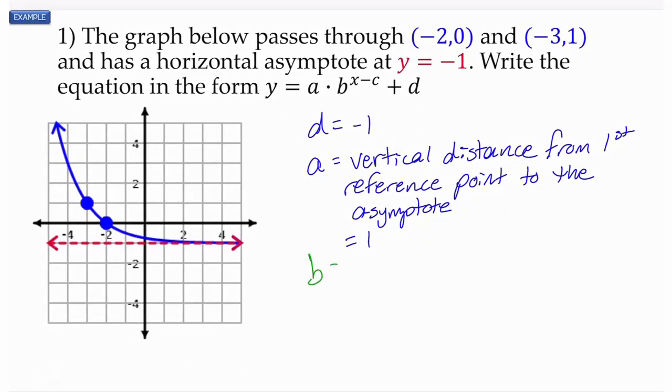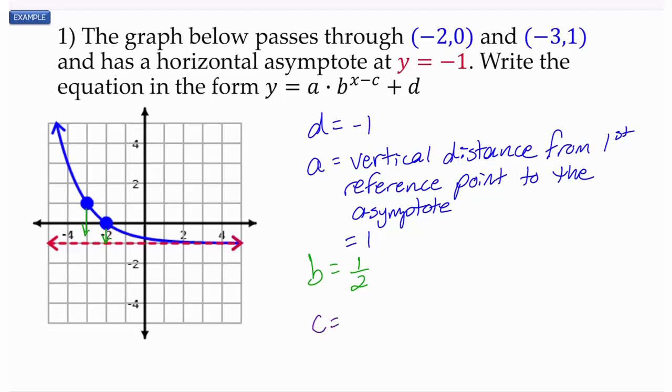For our b value, this is where we're going to do that ratio that I was talking about. So this is a distance. The second reference point is 2 units away from the asymptote, and then of course that one is 1 unit away from the asymptote. So that ratio is going to be 1/2. We know that it's going to be smaller than 1 because this is exponential decay. So it's always going to be the leftmost one on the bottom and then the rightmost one on the top.